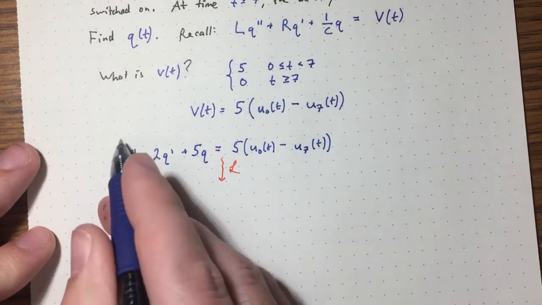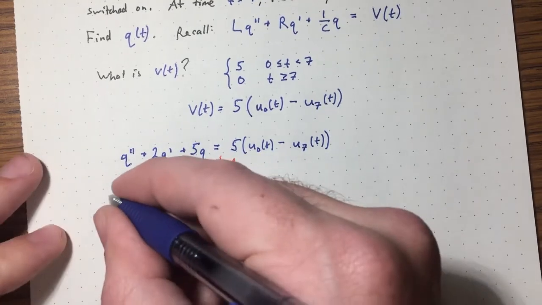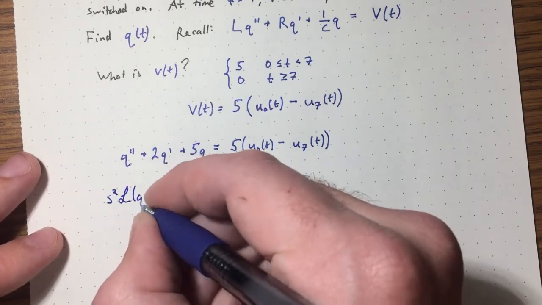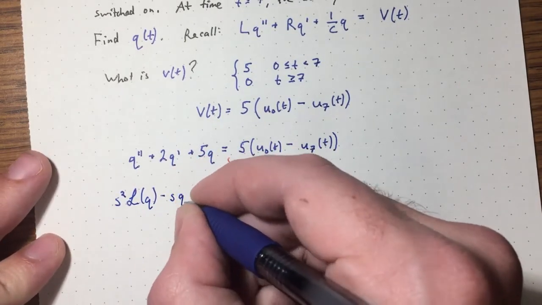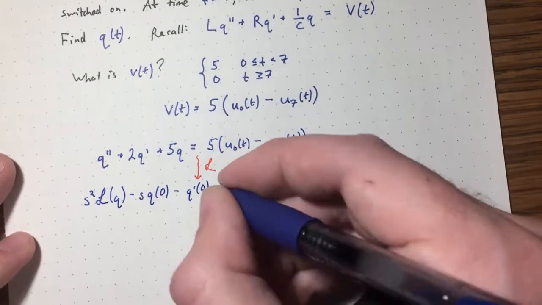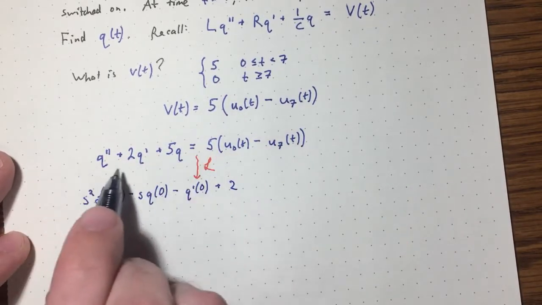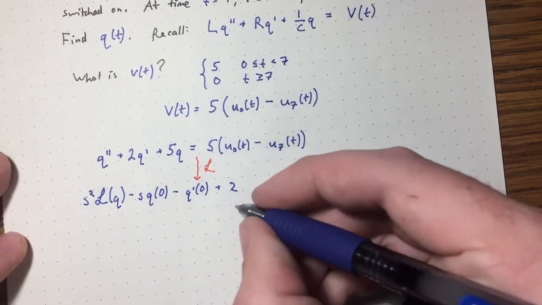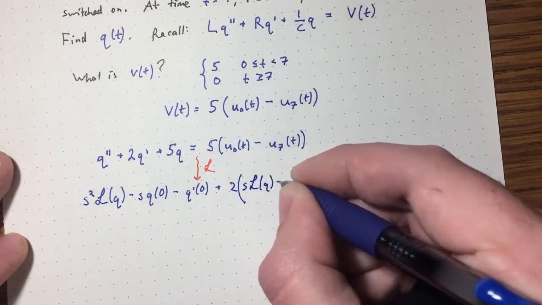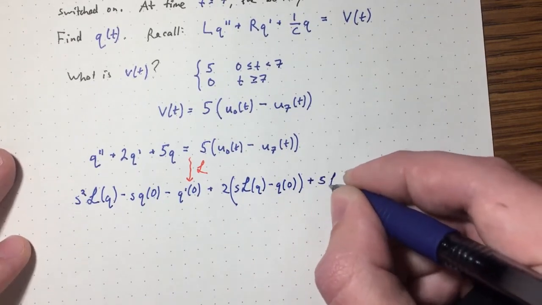And we get, remember how we deal with the derivatives. The Laplace transform of q double prime, you can express just in terms of the Laplace transform of q. It's s squared times L of q minus s times q of 0. These were the formulas we got last time. Minus q prime of 0. And then same here, Laplace transform of q prime. Notice I'm using linearity also. Is s times the Laplace transform of q minus q of 0 plus 5 times the Laplace transform of q.